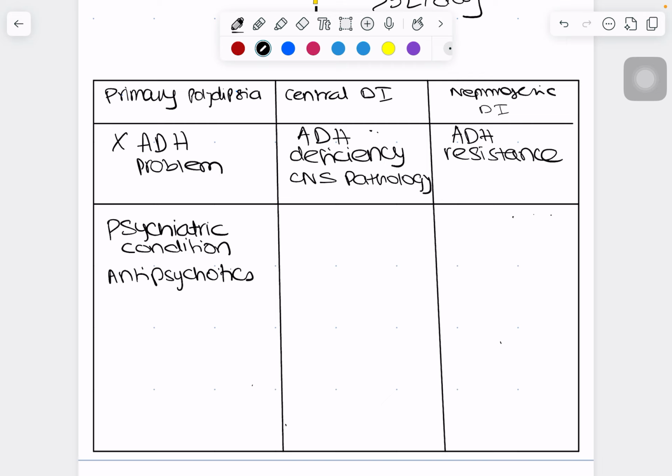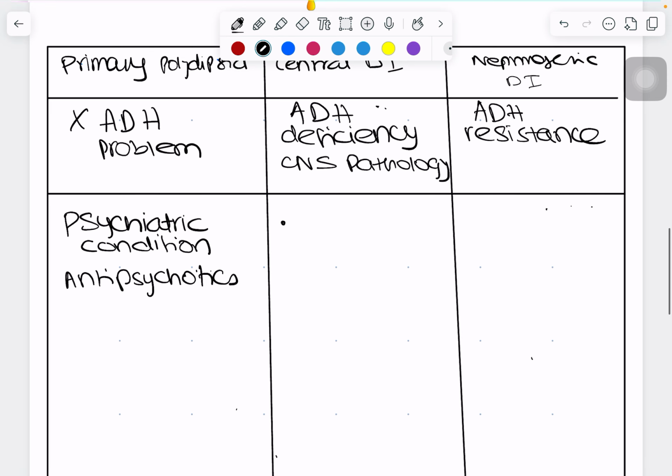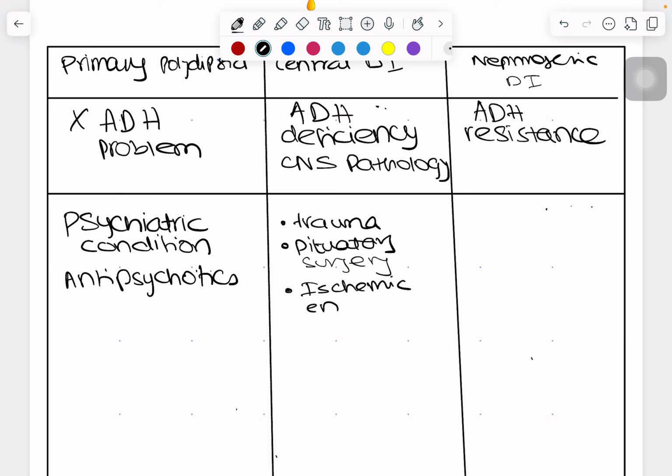Then the reasons for central diabetes insipidus can be many. It can be because of trauma. It can be because the patient had a surgery, pituitary surgery, to remove perhaps an adenoma. It can be because of ischemic encephalopathy. Or it can be because of a reason we don't even know, so idiopathic.